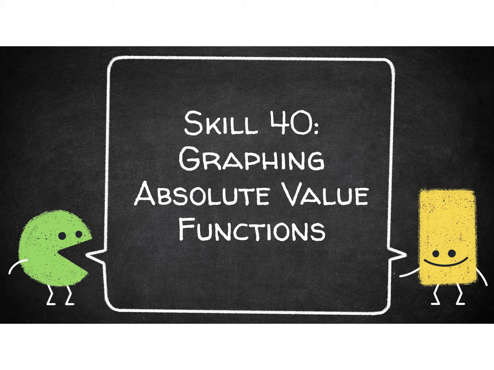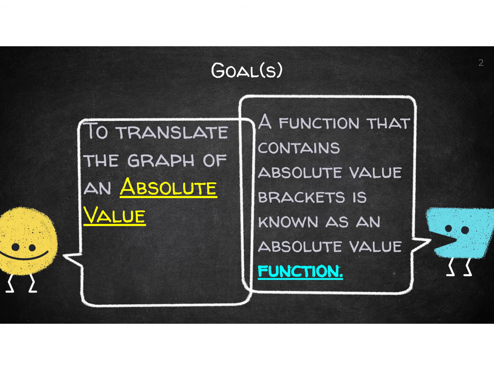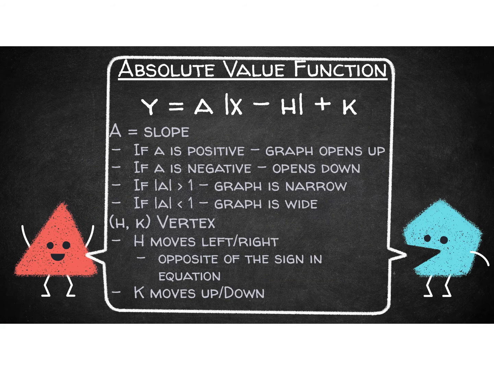Skill 40, Graphing Absolute Value Functions. The goals of this skill are going to be to graph an absolute value function. A function that contains absolute value brackets is known as an absolute value function. Our absolute value function is y equals a times the absolute value of x minus h plus k.